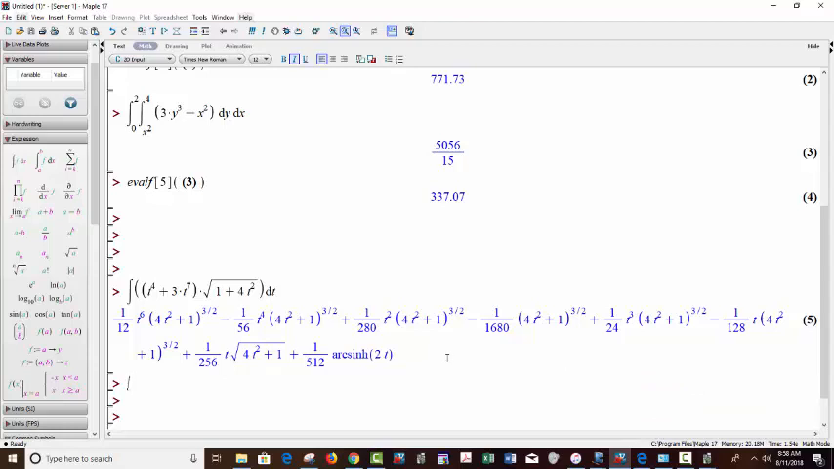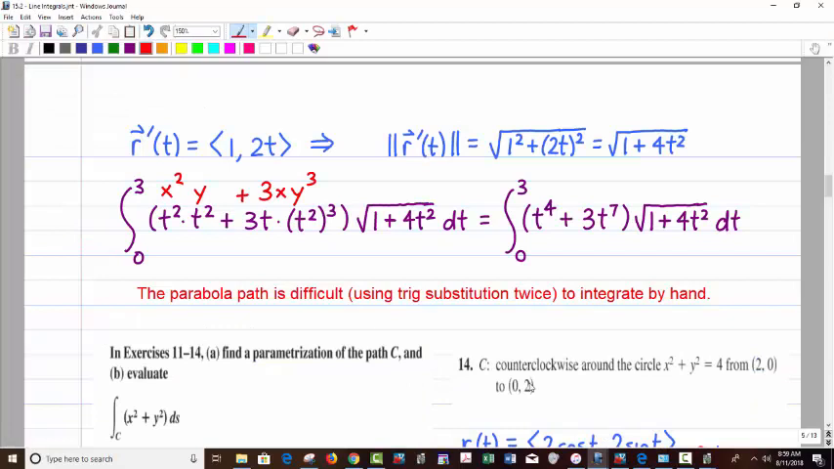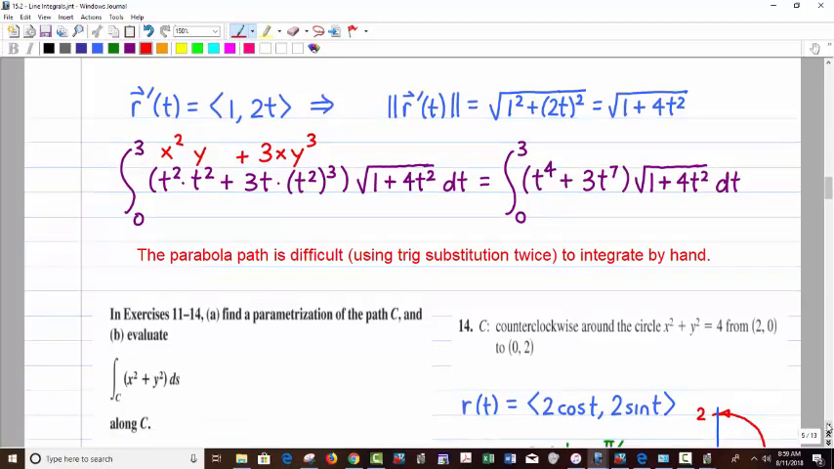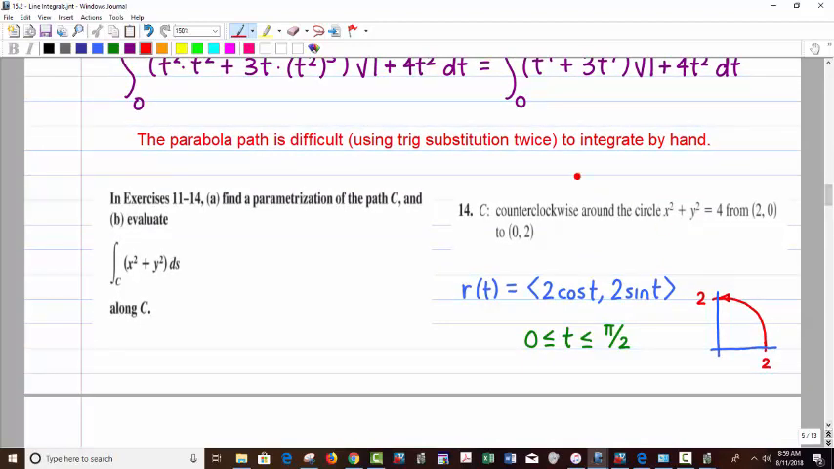But you can see now what I was talking about, that it would have been highly unpleasant. Well, I might have had fun trying it, but I don't know if you would have as much fun watching it. So needless to say, we don't have to worry about that. And I'm saying trig substitution twice because you're splitting up the two integrals.